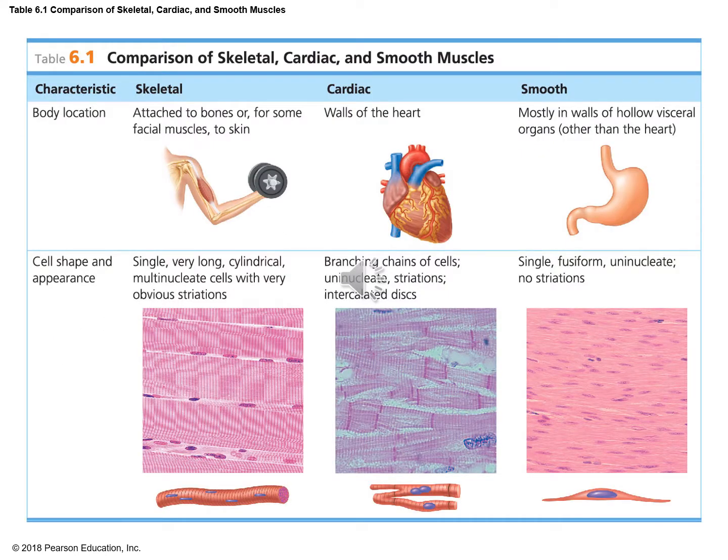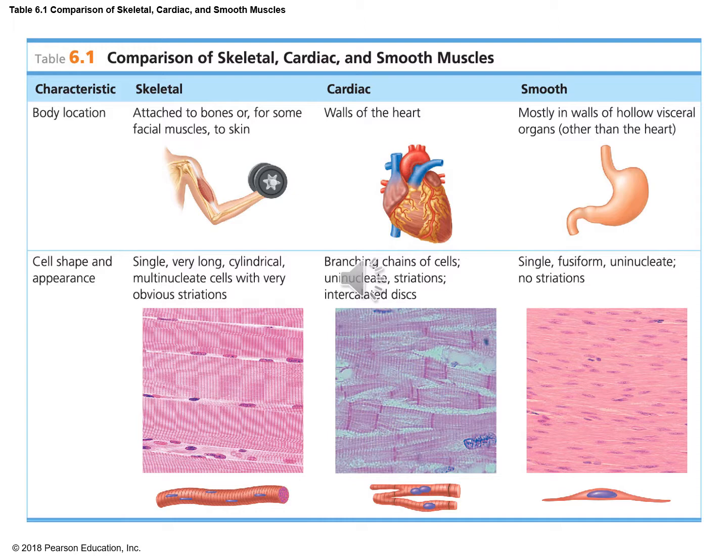Fantastic slide that compares the three types of muscles. We've talked about skeletal muscles, like in this example, this person is doing a bicep curl. These types of muscles, they're very long, they have a cylinder shape, they have many nuclei, and they have lines in them that are visible. So it's called striated.